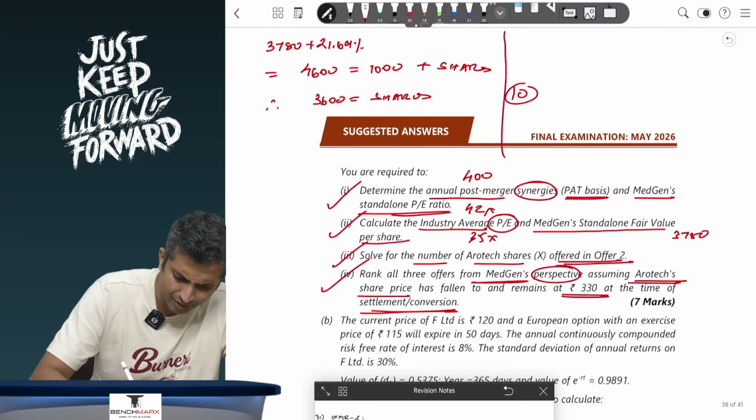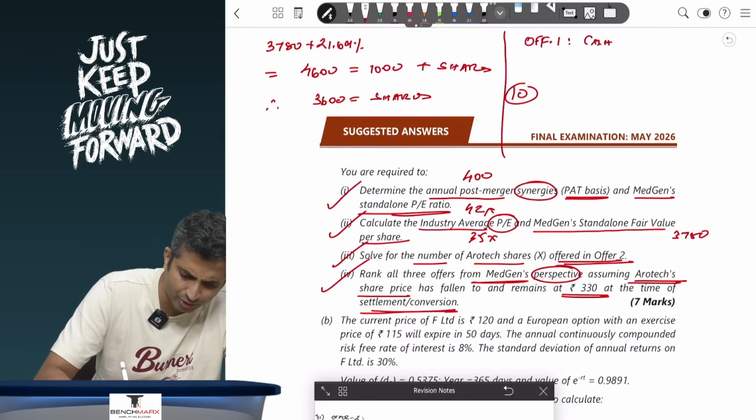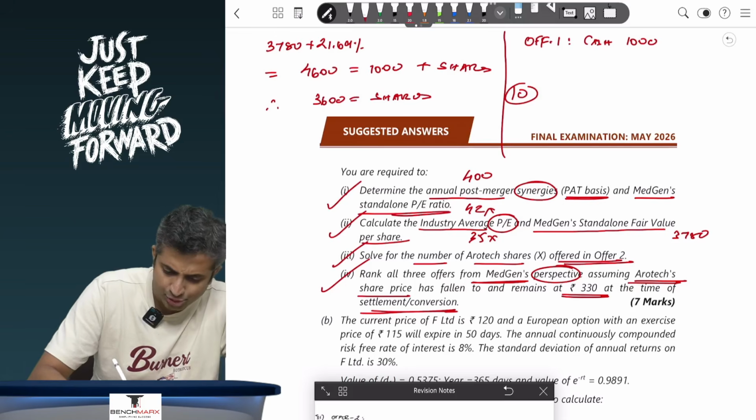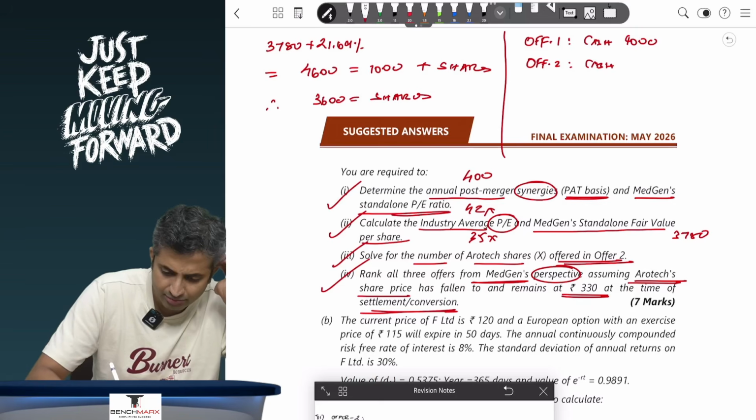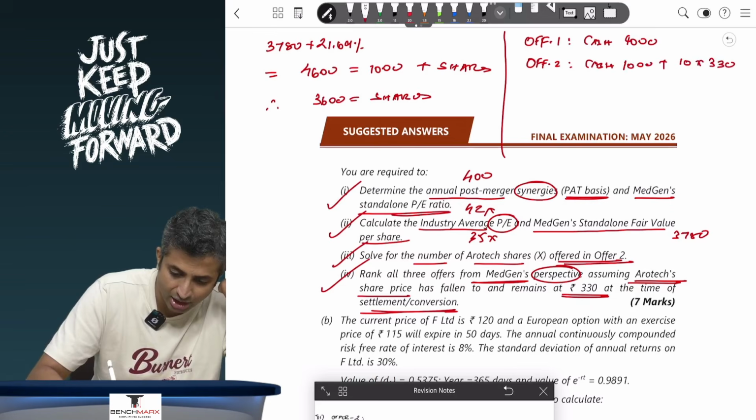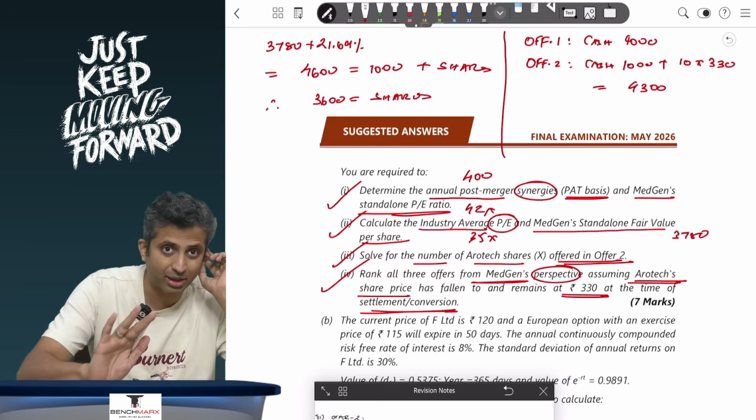Now if I look at offer 1, it does not really matter. In offer 1, there is a cash payment of 4,000, whatever the Aerotech share price is. In the second case, in offer number 2, there is a cash of 1,000 plus 10 shares of 330 now, and hence this is, I think, 4,300. So offer 2 is at least better than offer 1.